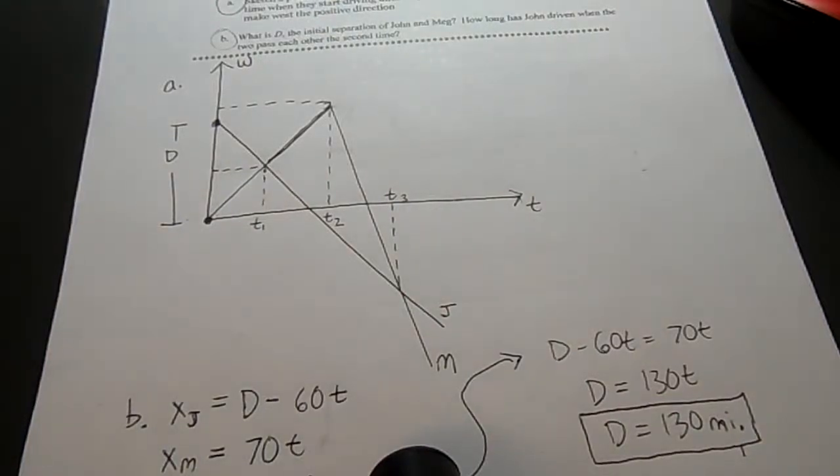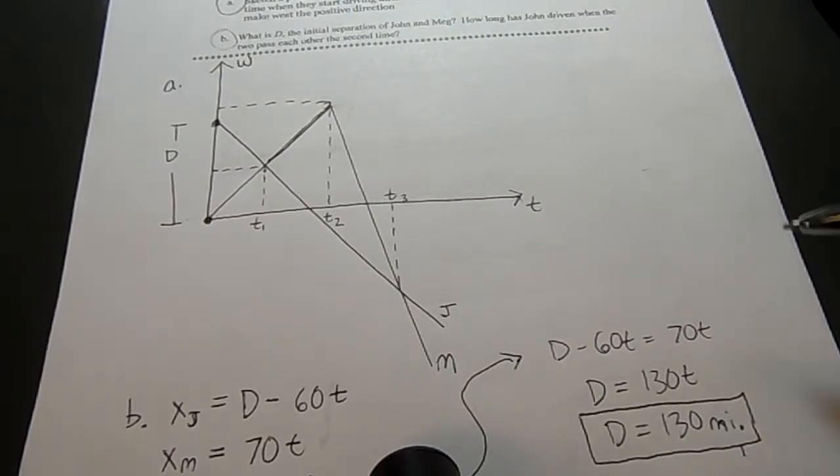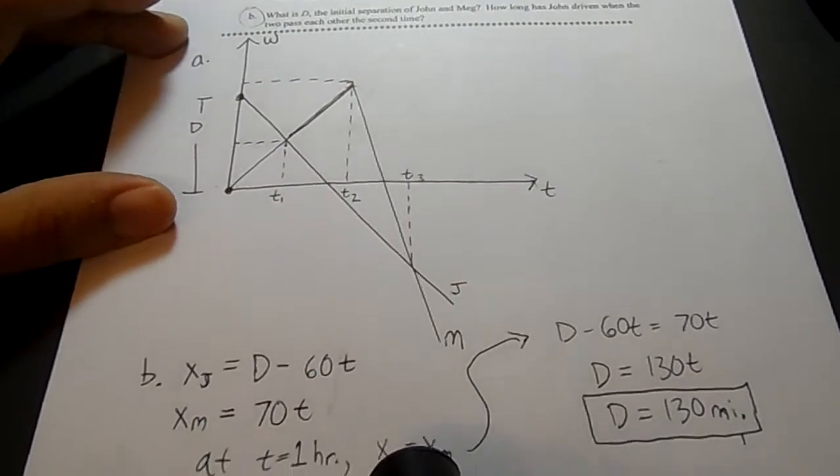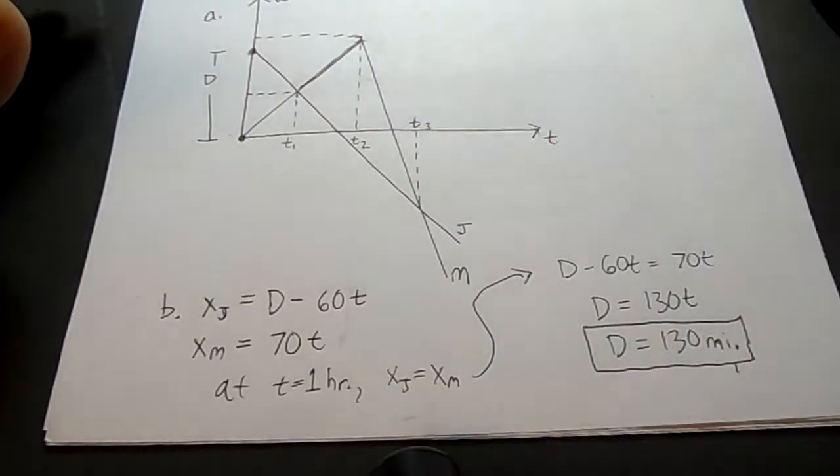Okay, as I was saying before the video cut off there, since Meg is moving at 70 miles per hour and John is moving at 60 miles per hour and they're moving towards each other, they effectively have 130 mile per hour relative speed, and if they travel for 1 hour before they meet, that means that they were separated initially by 130 miles. That's another way to get this answer besides the way that I did it here.